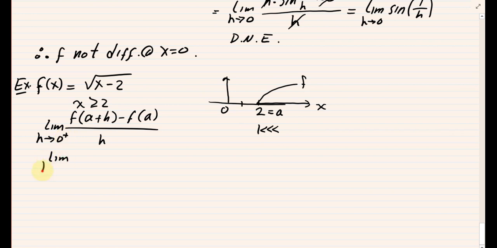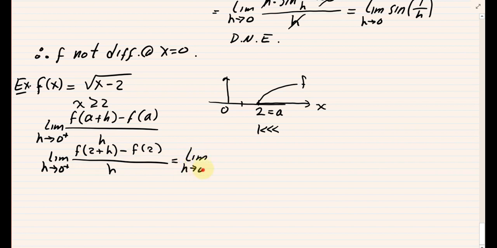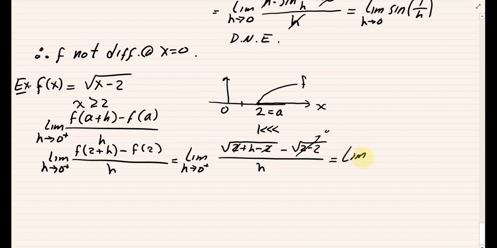Okay, now let's actually plug in, as h goes to 0 from the right, f at a plus h. In this case, a is 2, so it's f at 2 plus h minus f at 2, divided by h. And this is the limit as h approaches 0 from the right of f at 2 plus h. That means you're going to plug in 2 plus h for x. That's the square root of 2 plus h minus 2, minus f at 2, which is the square root of 2 minus 2, divided by h. Now 2 minus 2 is 0, and the square root of 0 is 0. So this is just the limit as h approaches 0 from the right of the square root of h over h. Okay, so that's what that is.